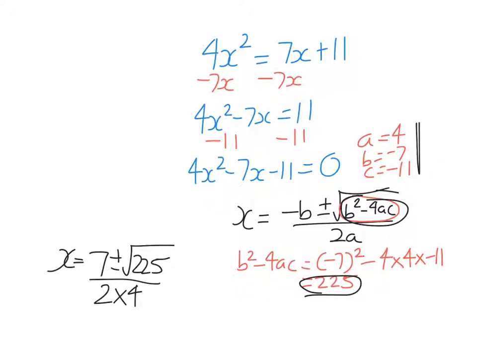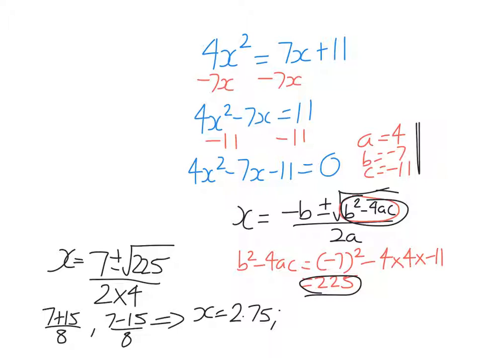So the square root of 225 is 15. It's actually rational. Both solutions will be rational here. So my two solutions are 7 plus 15 over 8, and my other solution is 7 minus 15 over 8. So 7 plus 15 over 8 is 22 over 8, or if you prefer decimals, it's 2.75. And then 7 minus 15 over 8 is minus 1. So these are my two solutions.